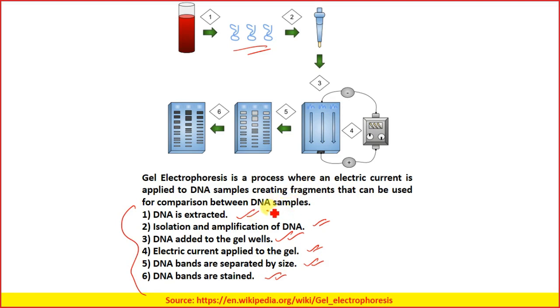If you want to go for protein gel electrophoresis, which is basically done using PAGE, then you go in a similar way. The protein is extracted, isolation of the protein is done. Then the protein samples are added to the gels. Then electric current is applied. Then the protein bands are separated by size and charge, and then the proteins are stained.